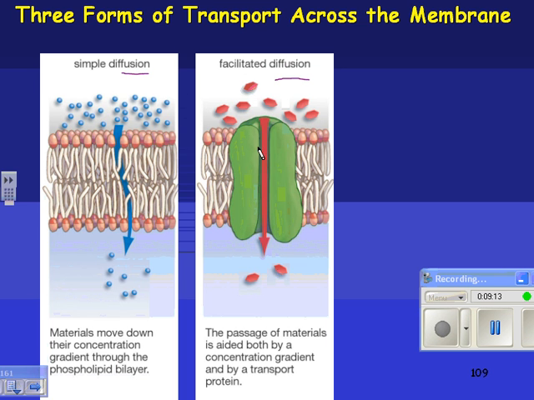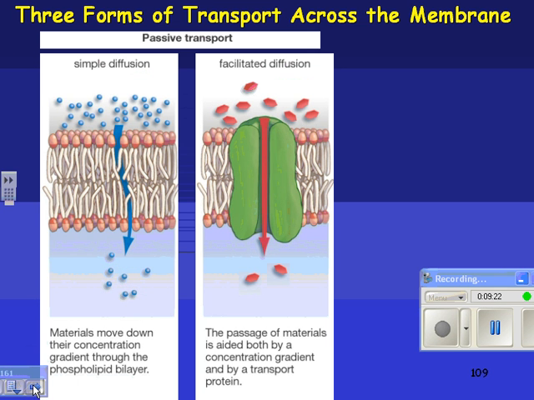This one's facilitated, meaning it's helped. So you need this protein to help it. Otherwise, these things are just too polar. They cannot go through that lipid part. And so those are both passive, no ATP required.